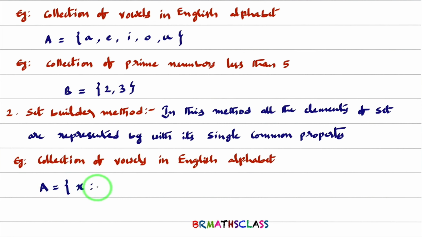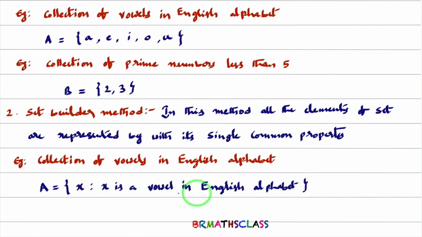X, and what is the common property? X is a vowel in the English alphabet. You observe here, all the elements of this set are like X. What is X? X is a vowel in the English alphabet. So this is the representation of this set in set builder method.